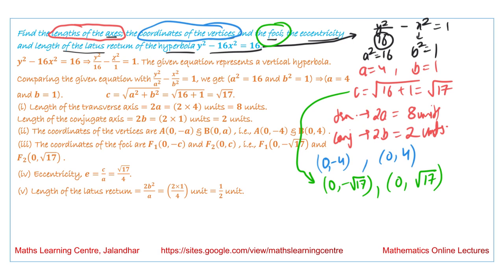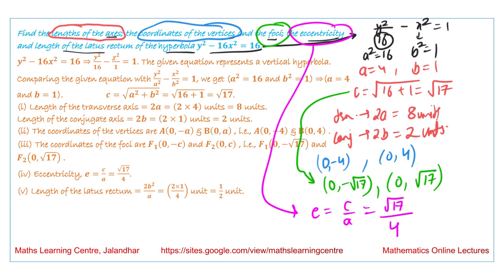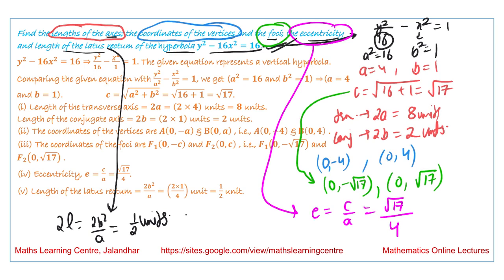Next we have to calculate the eccentricity. So e is equal to c by a, and that value comes out to be √17 by 4. And last we have to calculate the length of the latus rectum. It is 2l equal to 2b square over a, and the answer we obtain is equal to 1 by 2 units. So these are the required values corresponding to this hyperbola.